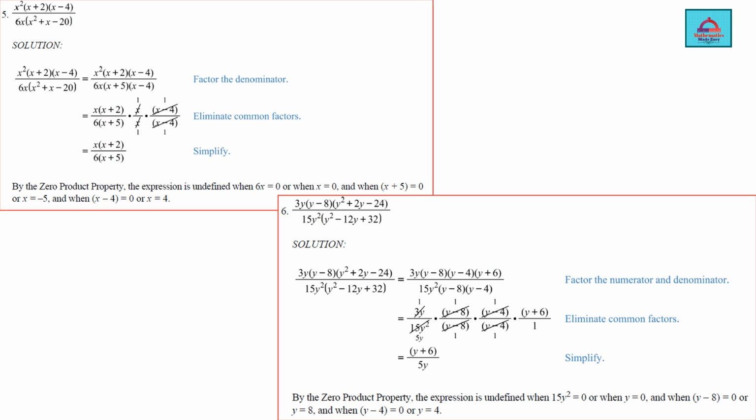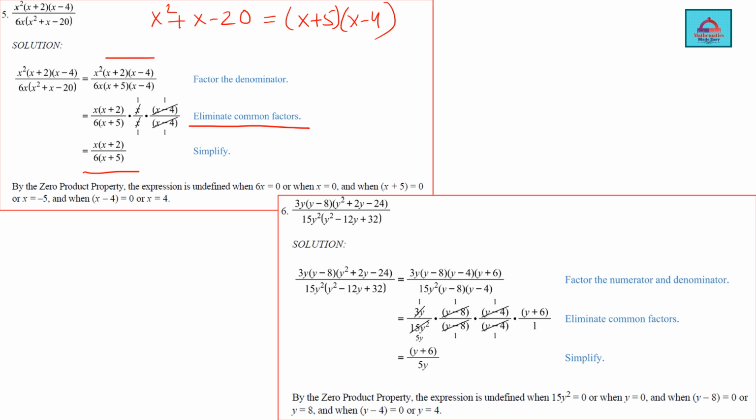Let's move to question 5 and question 6. In question number 5, you have a quadratic expression in the denominator, which is x square plus x minus 20. So you are going to factor it. It is going to have the factors x plus 5 and x minus 4. Eliminate the common factor, cancel out the terms which are common, and this is the simplified expression.